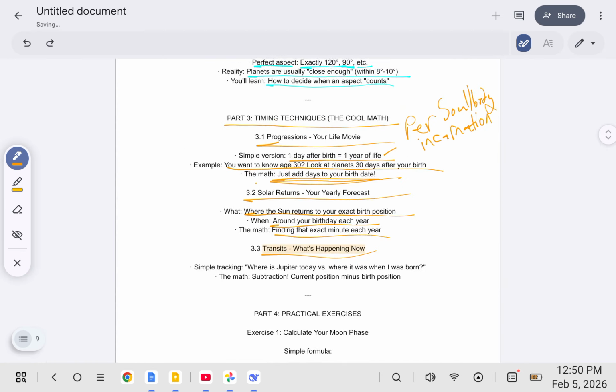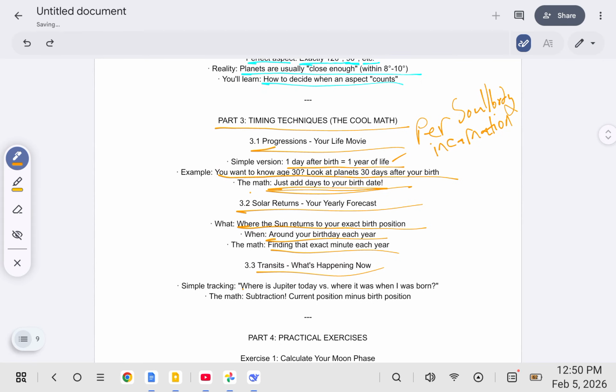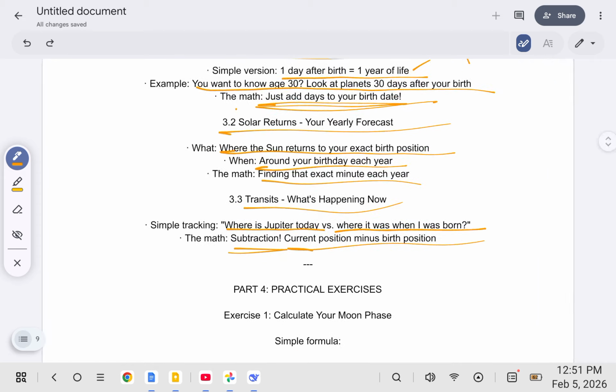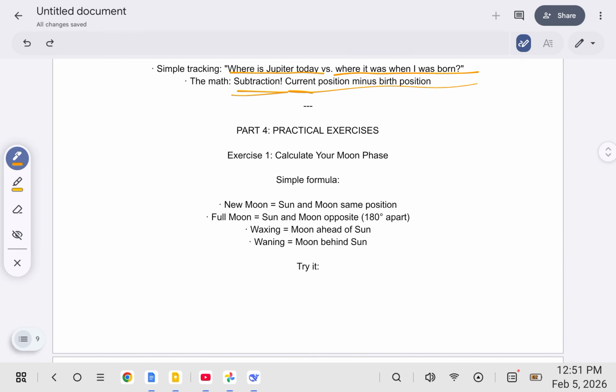Here's the transits. What's happening now? Simple tracking. So where is Jupiter today versus where it was when I was born? Subtraction. This is literally how we get the answer to that. The current position minus the birth position. Okay? Simple math. Part 4, practical exercises. First, we calculate your moon phase using a simple formula because this is what this video is about.